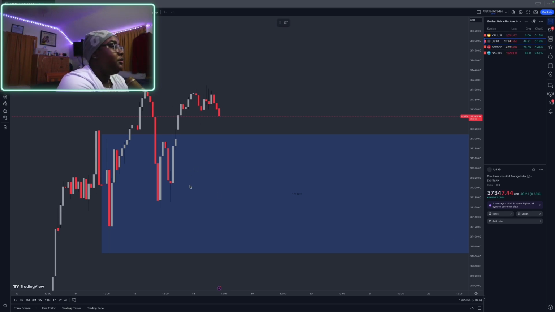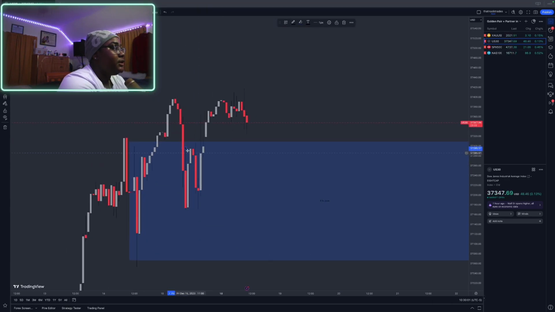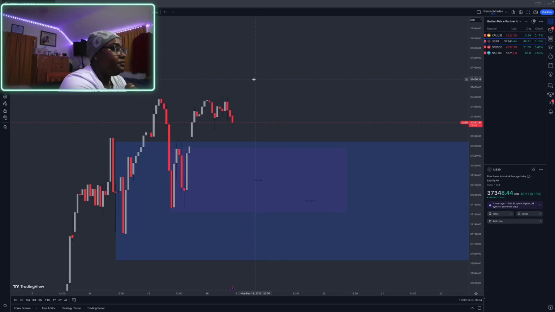Basically, on the 1 hour, I see a zone right here. Hold on. Here you go. Right here, 1 hour zone right here, just to define the zone a little bit more. That's the 1 hour zone right here.